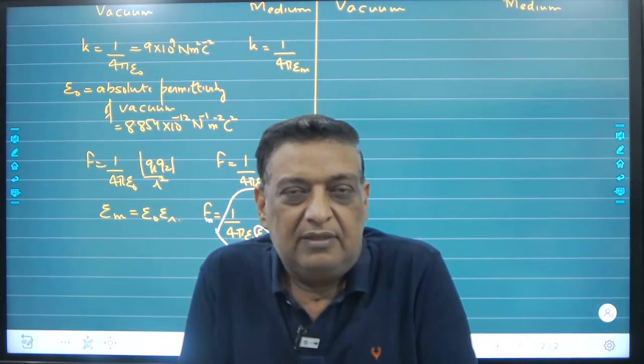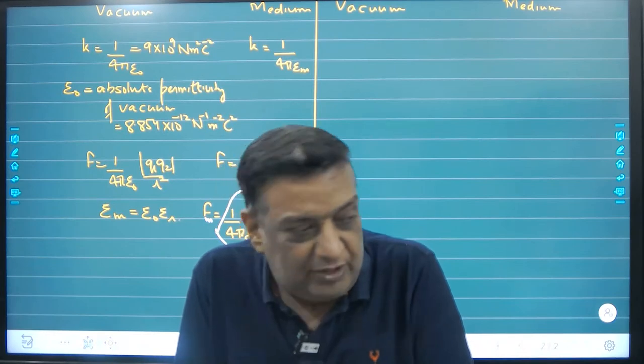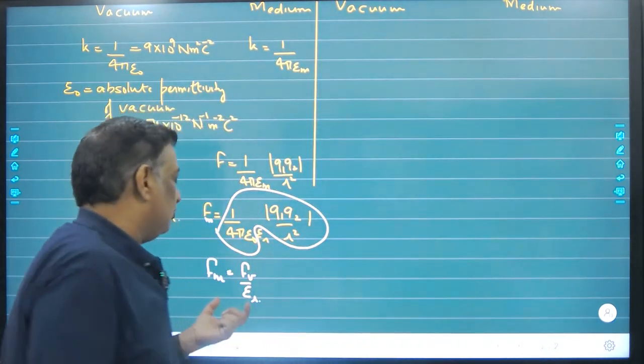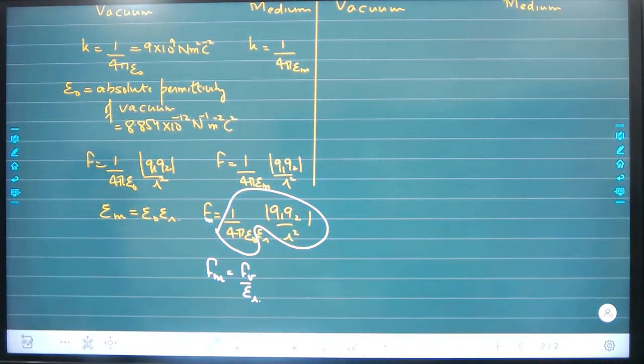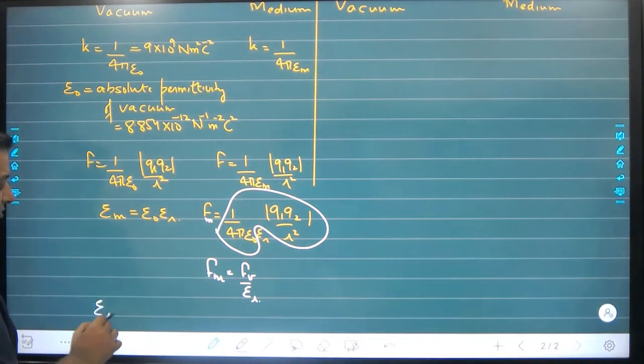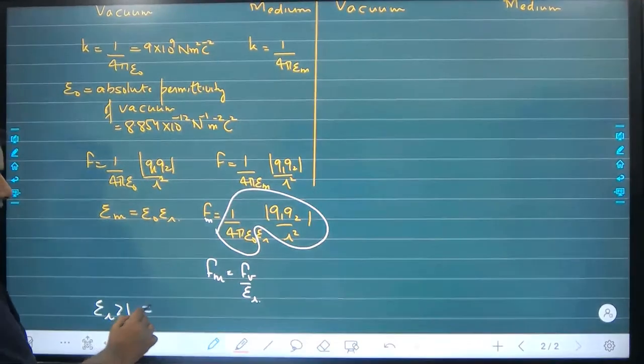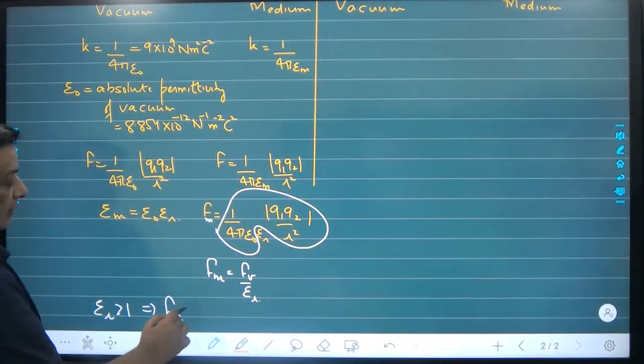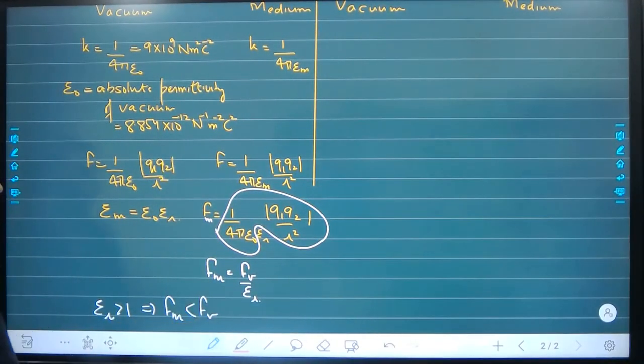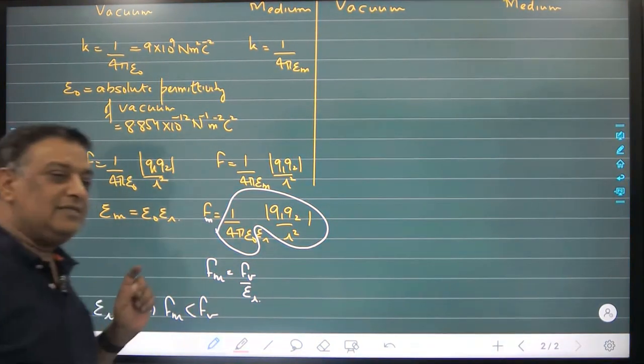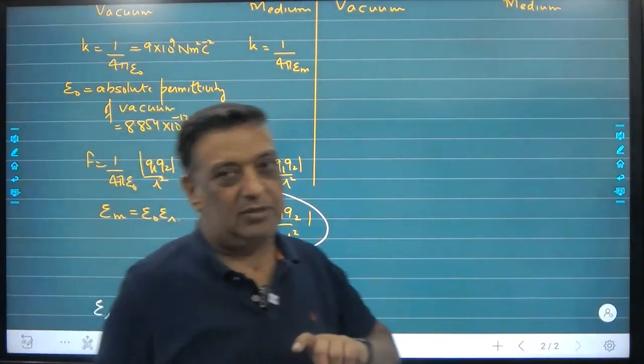अगर एप्सिलॉन आर की वैल्यू हमेशा 1 से बड़ी है तो फोर्स इन मीडियम ऑलवेज कम्स आउट टू बी लेस देन फोर्स इन वैक्यूम. एप्सिलॉन आर इज ऑलवेज ग्रेटर देन 1. इंप्लाइज फोर्स इन वैक्यूम इज मोर देन फोर्स इन मीडियम, बट दिस इज द नेट फोर्स वी आर टॉकिंग अबाउट.